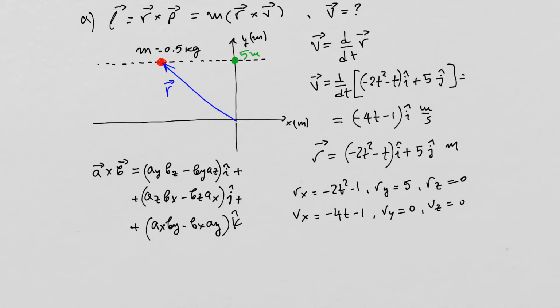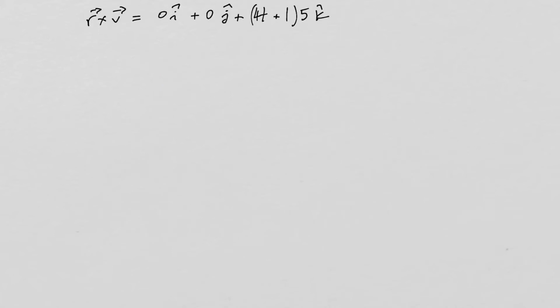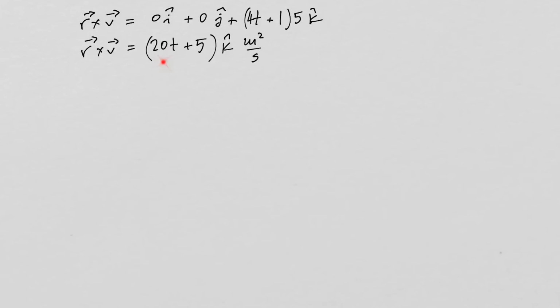So here are the x, y, and z components of r, and then the x, y, and z components of v. Substituting everything into the expression for the cross product, I get 0i plus 0j plus (4t plus 1 times 5)k, or that is equal to (20t plus 5) k hat, and the units will be meters squared per second.